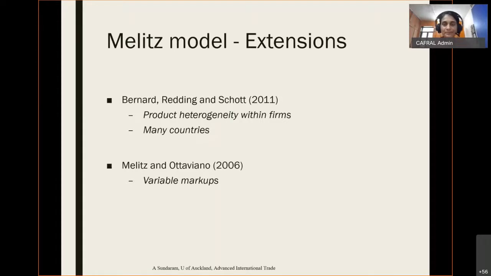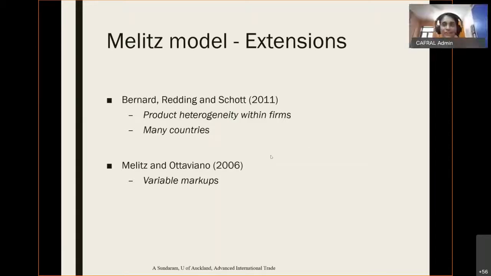One is, can reallocation affect work through tougher product market competition? And the other is, the ZCP and FE conditions more intuitively. And any references for the Melitz model?